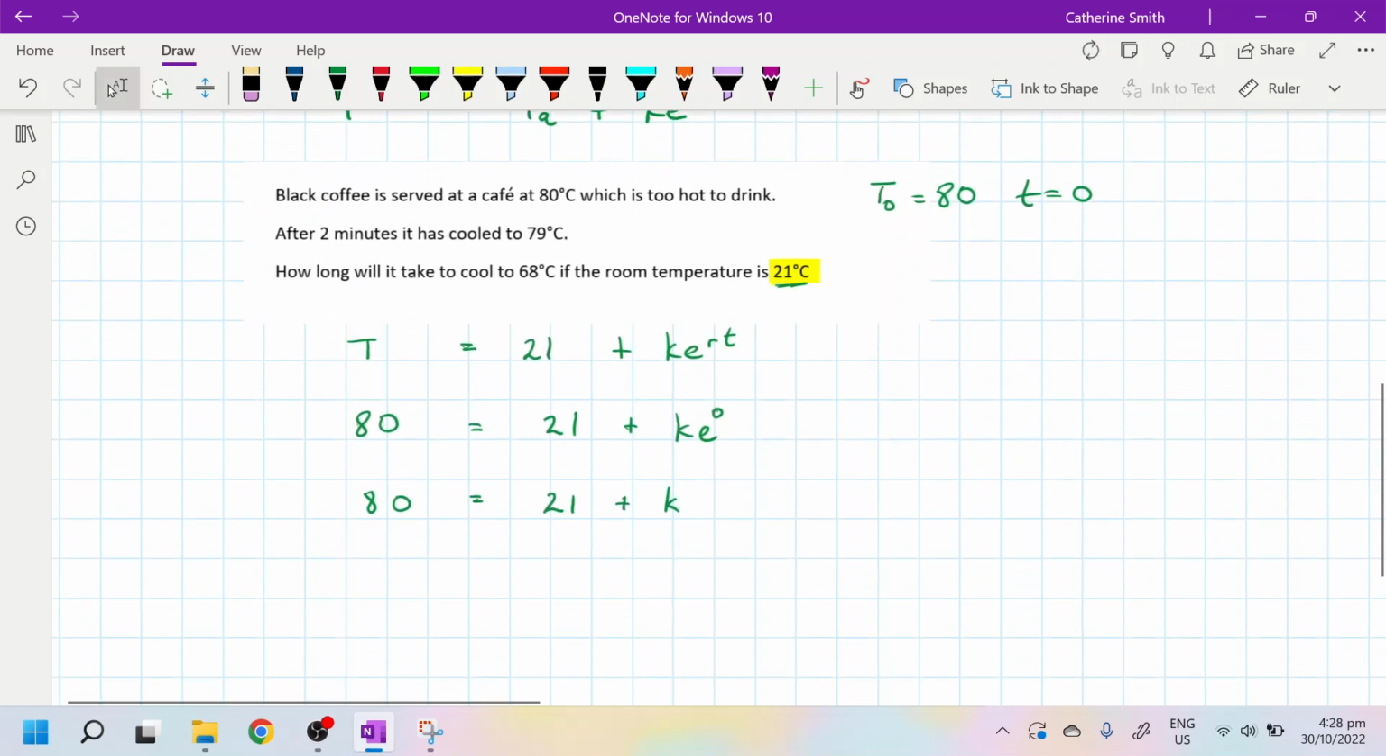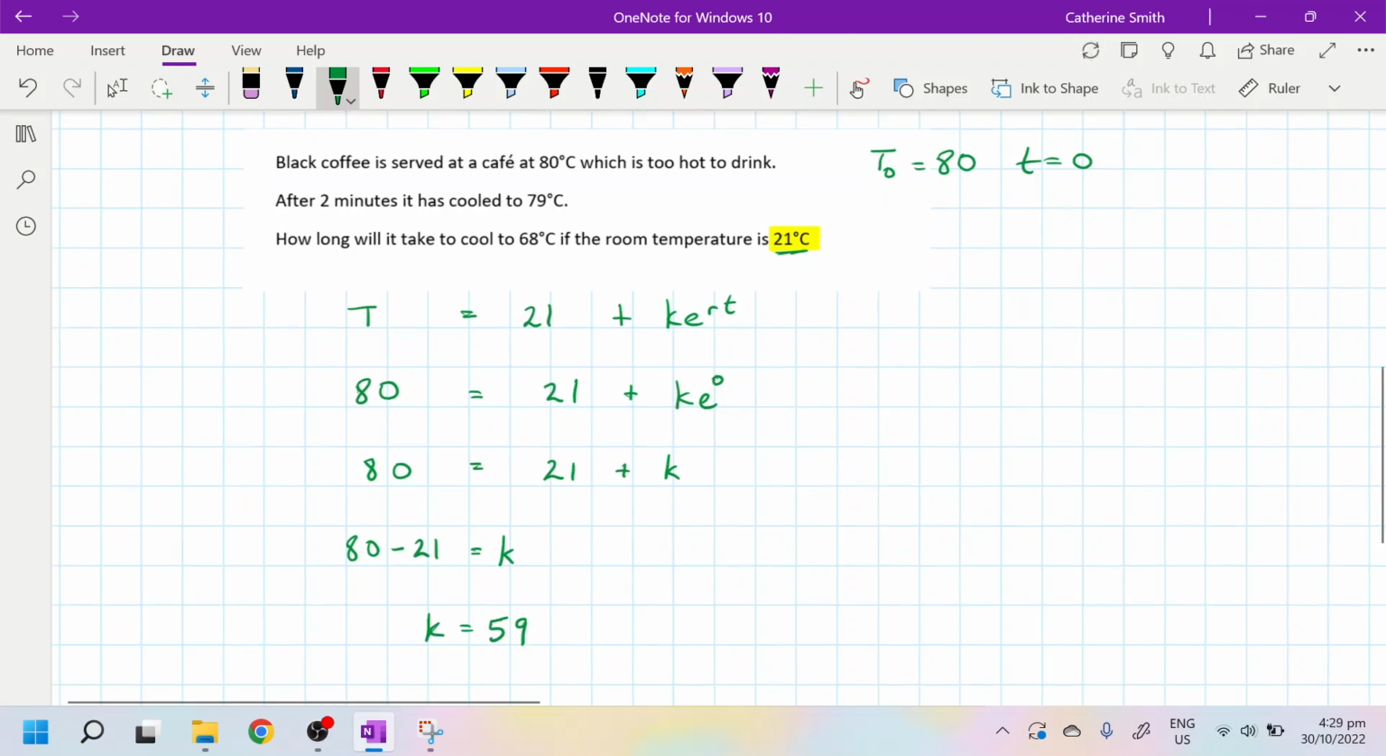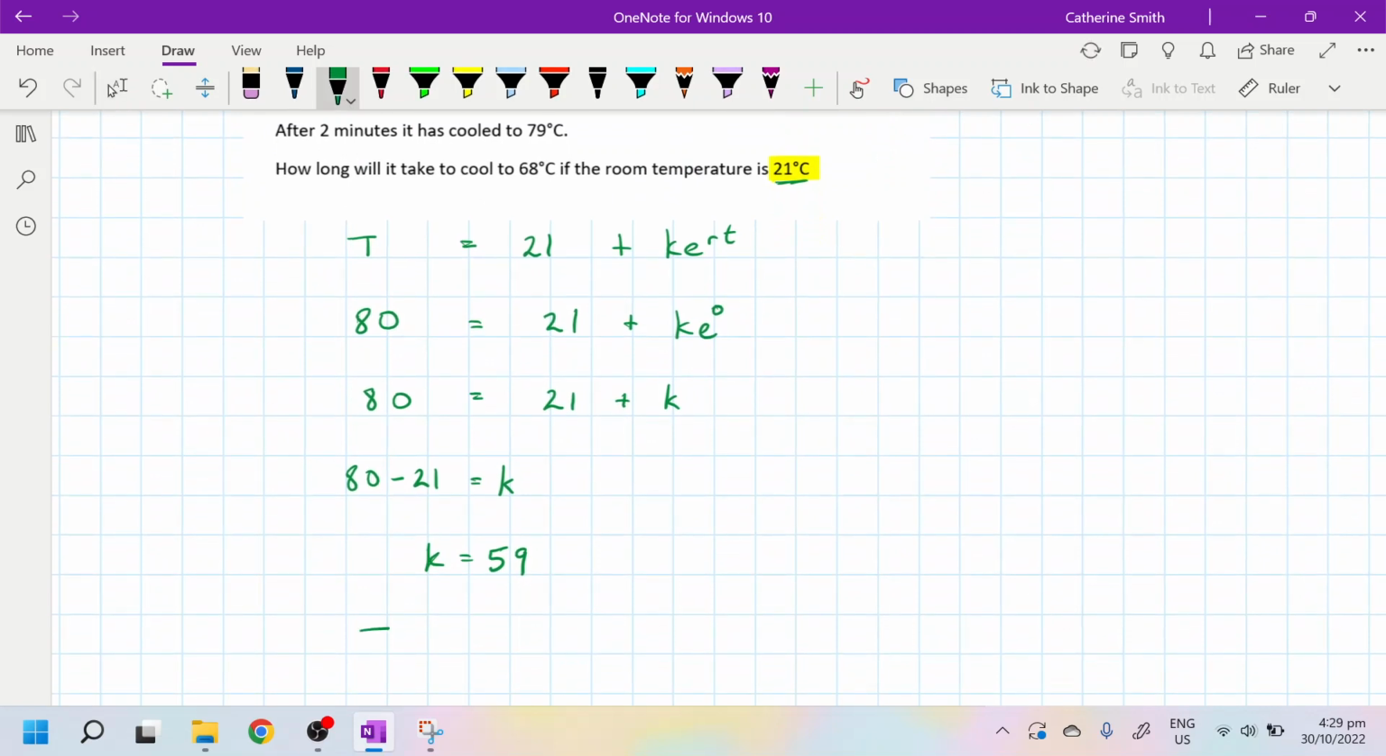And we can find what K is. 80 minus 21 will give us what K is. So 59. So K is equal to 59. So we pop that into our formula. We'll just leave the 21 there because it's going to be the same for this whole equation, where the ambient temperature or the room temperature is 21 degrees. But we now know that K is 59.